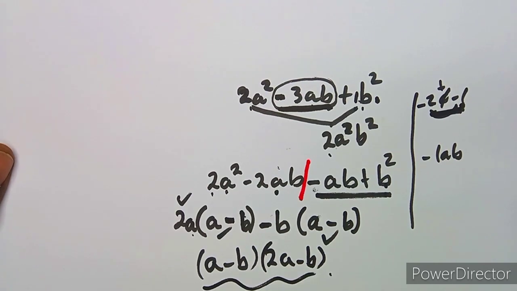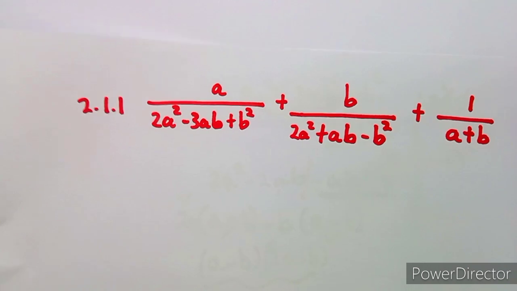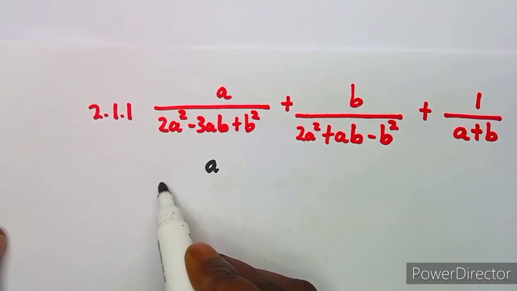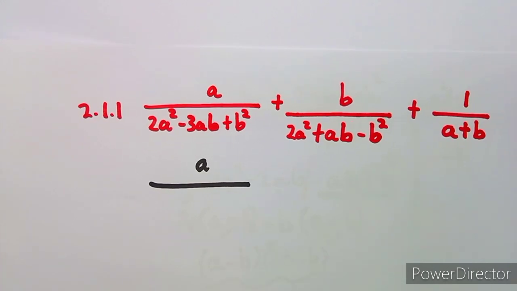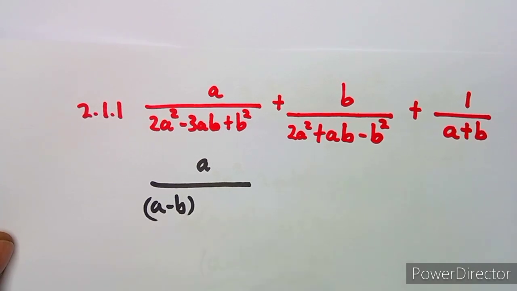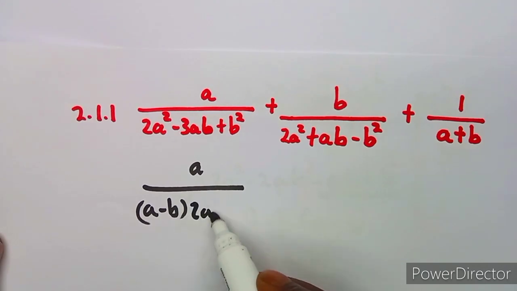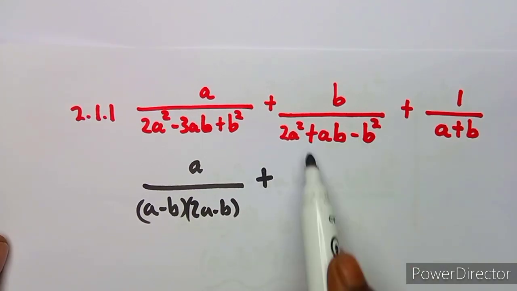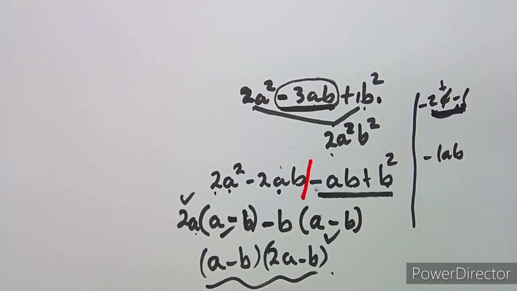So this is what we had from the first expression. It's going to be a over, we write those brackets that we obtained, which is a minus b into 2a minus b. All right, so this is what we obtained. Plus, we do the same, we just factorize that one again.